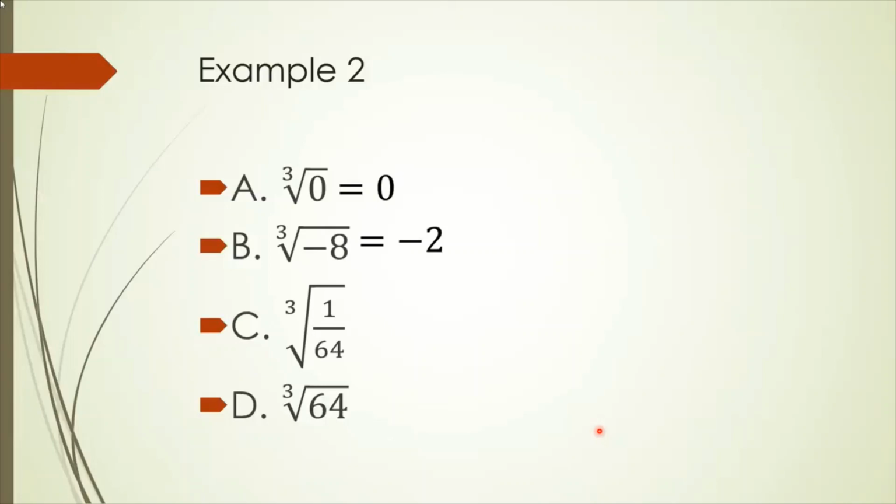The cube root of 1 over 64: what times itself 3 times will give me 1 over 64? That would be 1/4. And you can check this by doing the opposite. The opposite of cube rooting is cubing. So you can take 1/4 and raise it to the 3rd power, and that should give you 1 over 64. What is the cube root of 64? It would be 4, because 4 times 4 times 4 gives you 64.